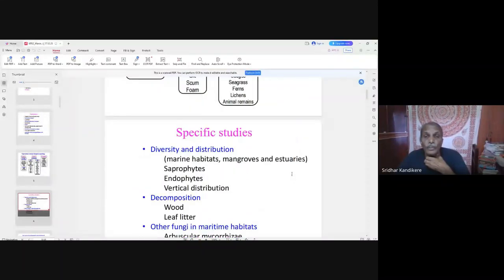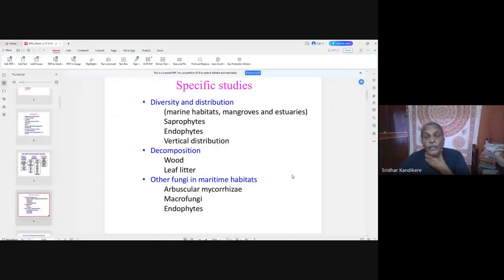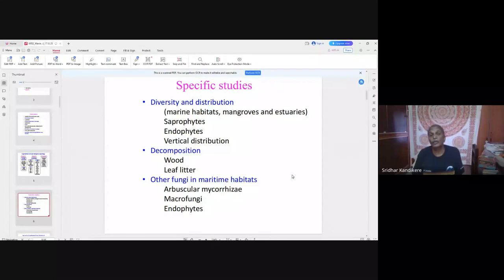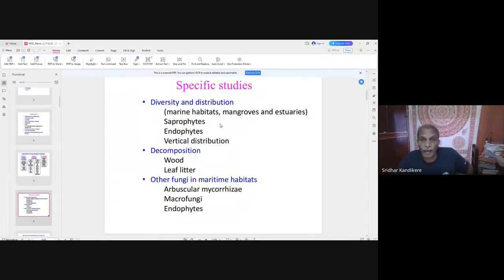Then let us go to the specific studies, what we have done so far for the last almost 30 years. From 1992 onwards, we started working on marine fungi, but nowadays we are not very active on marine fungi, though we still have some publications here and there. So we worked on diversity and distribution in different habitats, marine habitats, mangrove habitats, and estuarine habitats, as saprophytes, endophytes, and also their vertical distribution.